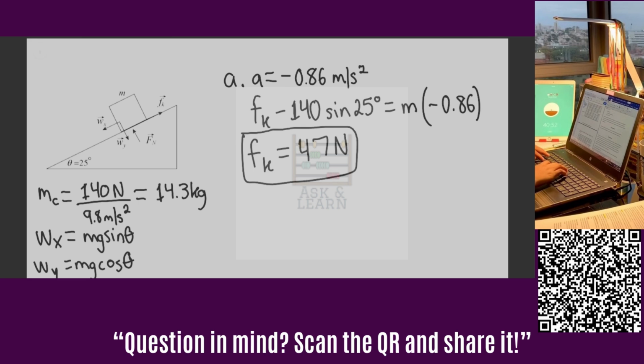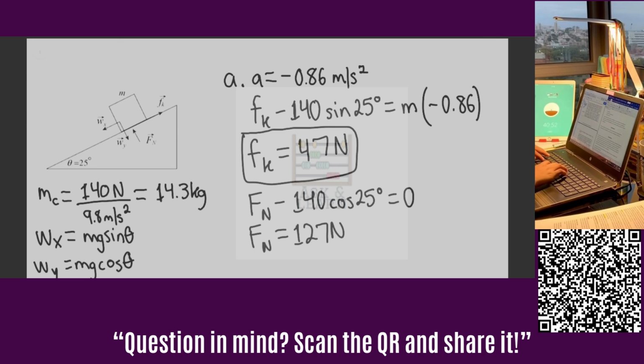Now, we can also apply Newton's second law to the y-axis and say that the force normal minus 140, and here it would be cosine of 25 degrees, would equal 0 because the child has translational equilibrium in the y direction, and we can say that the force normal then equals approximately 127 newtons.